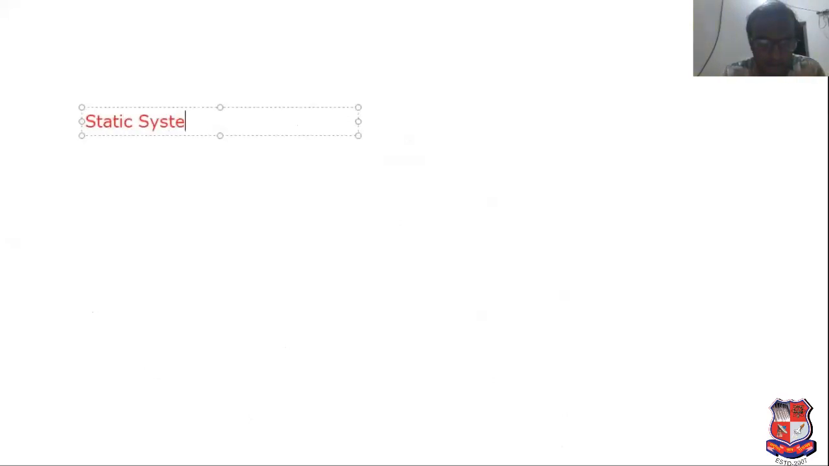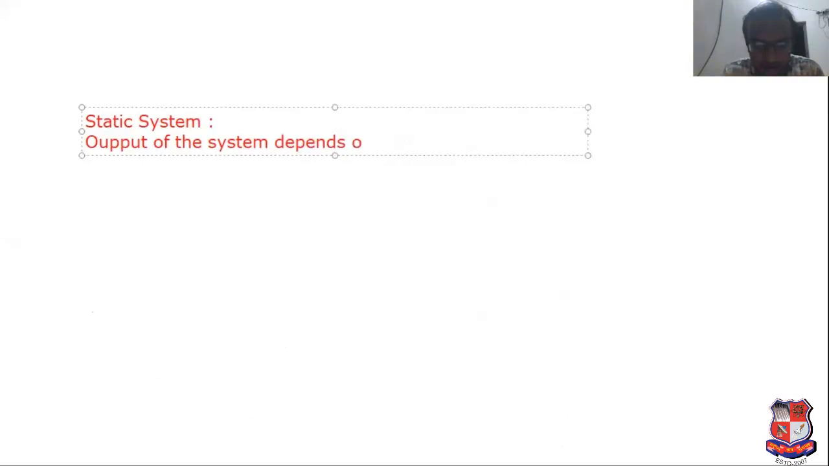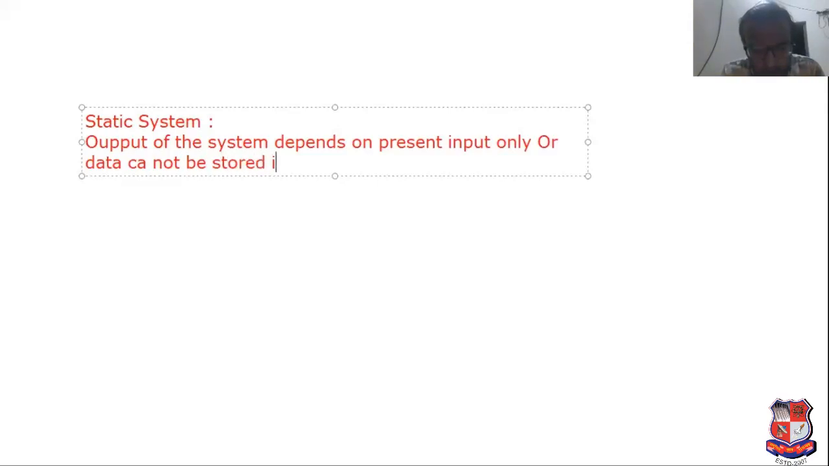A static system means what? The output of the system depends on present input only, or data cannot be stored inside memory. So it is a static system.